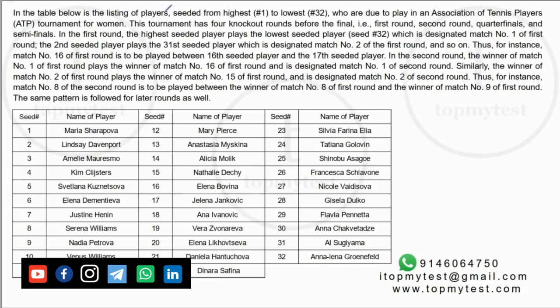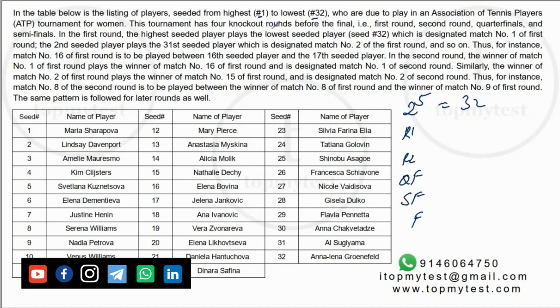In the table below is the listing of players seeded from highest to lowest, who are due to play in the Association of Tennis Players, ATP, tournament for women. The tournament had 4 knockout rounds before the final. That is first round, second round, quarterfinals, semifinals, and then there's the final. So there are 5 rounds. 2 to the power 5 gives you 32 players.